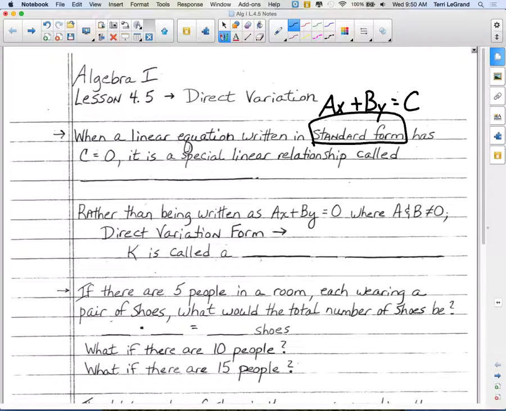So when a linear equation is written in standard form, which is only one of the many forms we can actually write a linear equation in, when it is written in standard form, and C is equal to 0, this is an important thing right here. When C is equal to 0, then it's that special linear relationship called direct variation. So if you can rearrange the equation, we did that before break, write the equation in standard form, have the x's and y's together on the same side, the constant on the other side, when that constant is 0, you have a direct variation.